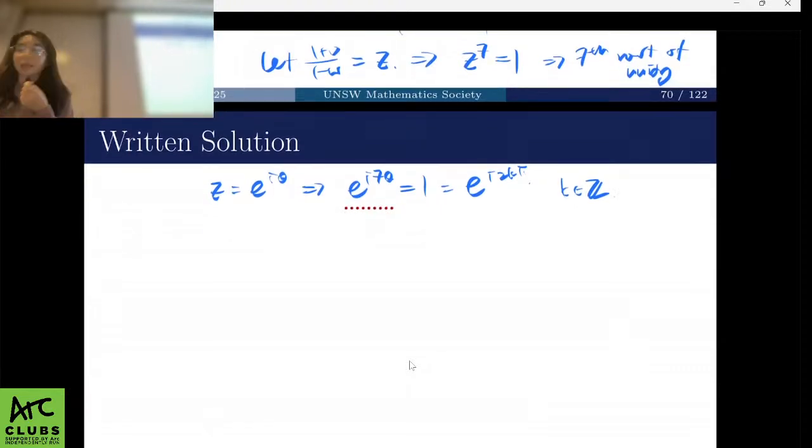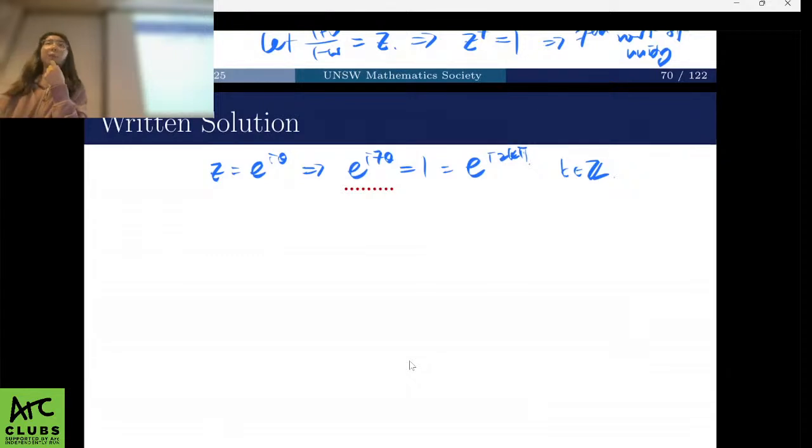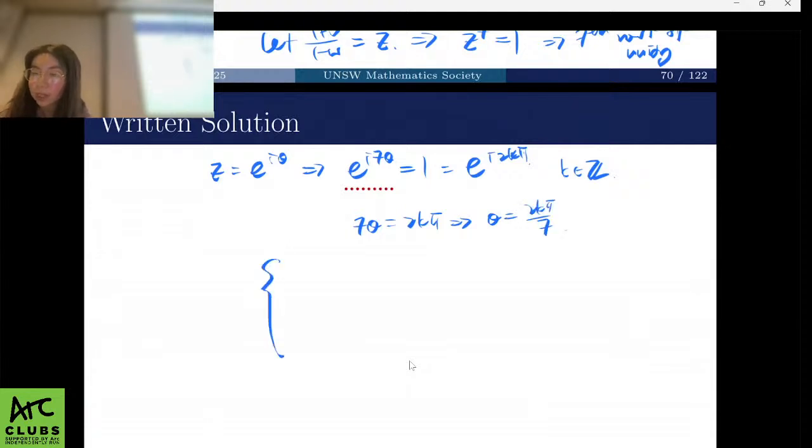So we usually just introduce a random variable, such that we can take different values of that variable and then find corresponding values of theta. So in this case, we would know that 7 theta is equal to 2k pi, or theta is equal to 2k pi on 7. And then we can take different values of k. So k equals 0, you're going to get theta is equal to 0. k equals 1, you're going to get 2 pi on 7, and then so on.